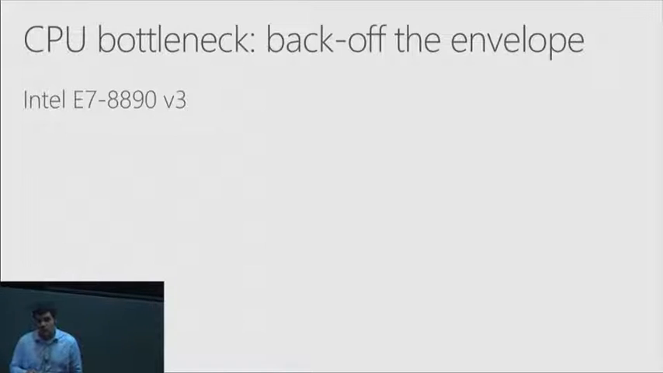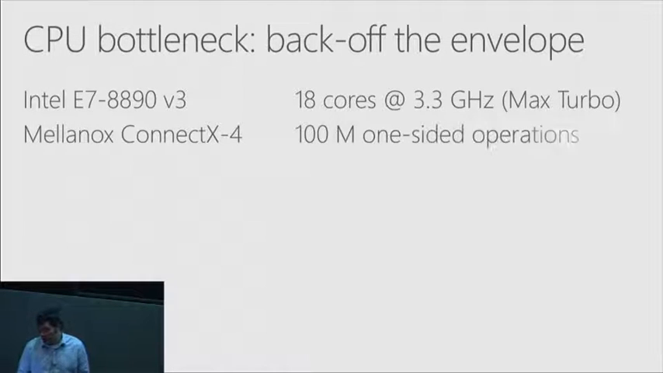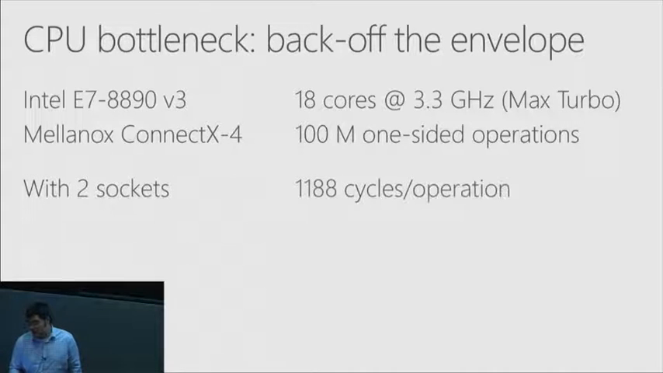I took one of the latest Intel CPUs, which has 18 cores and 3.3 gigahertz maximum frequency, and again the latest NIC, which supports 100 million one-sided operations per second. And if you assume a server with 2 sockets, this means that we roughly have just above 1,000 cycles per each of these one-sided operations.